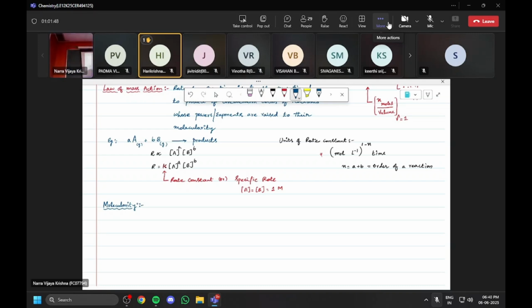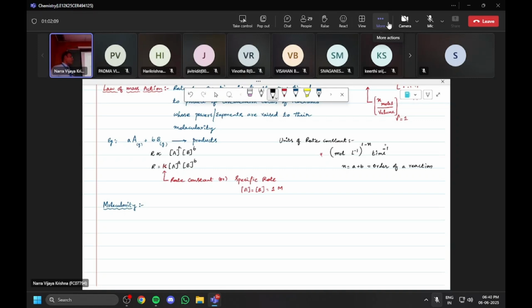I am writing it as a time. Here you are saying this one. Yes, this is time power minus 1. Right. If n is 0, if n is 1, the whole term becomes time power minus 1.